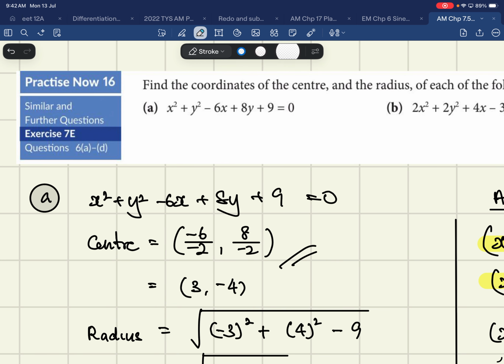For example, practice question 16, I'm going to use it as an example. I see that the coefficient for x squared and y squared, they are positive 1. Everything is in place. Everything is arranged to one side, right? The other side is 0.